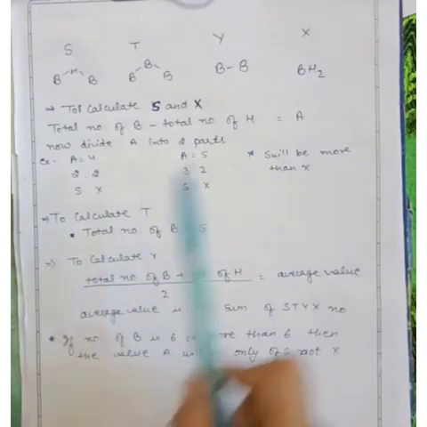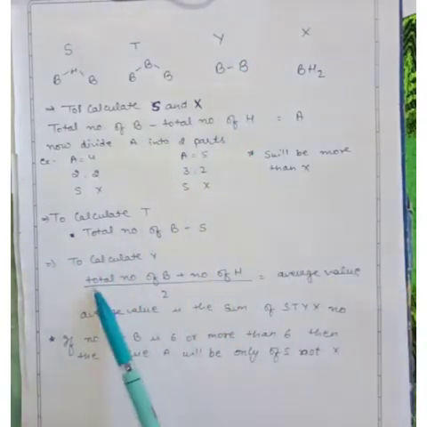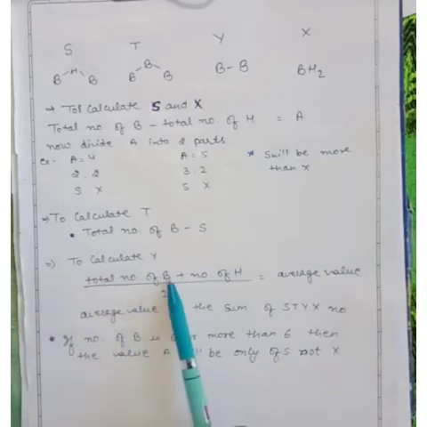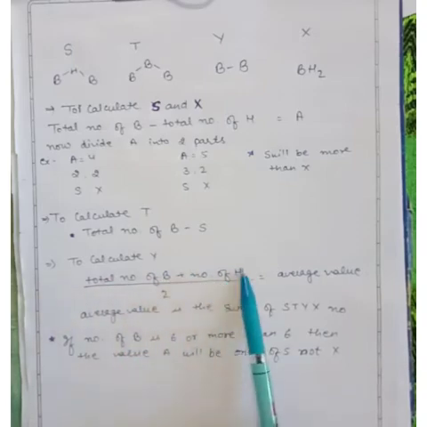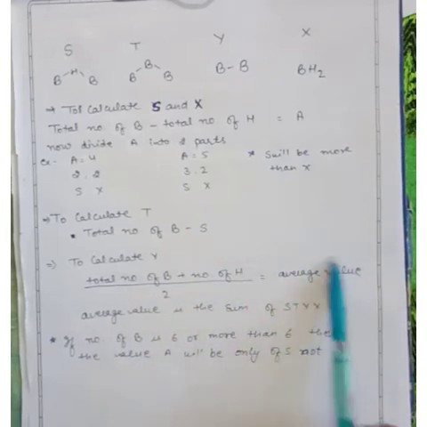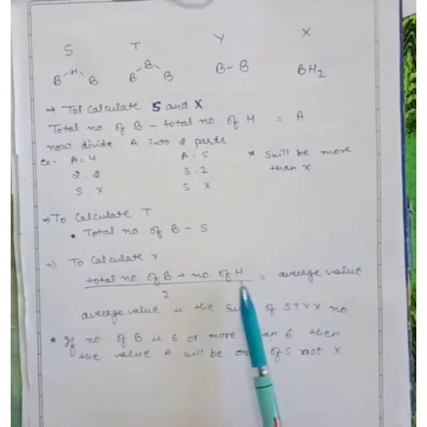Next, to calculate the Y bonds, we need to add the total number of boron plus the total number of hydrogen, divided by 2. Suppose we get an average value. This average value is the sum of the STYX numbers.